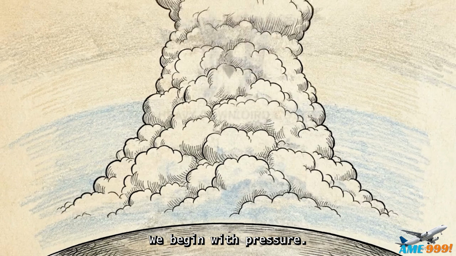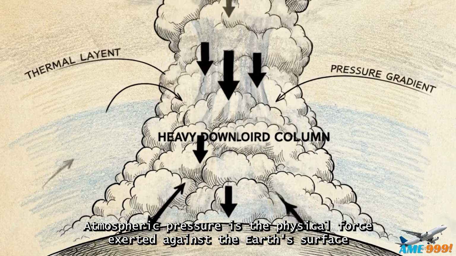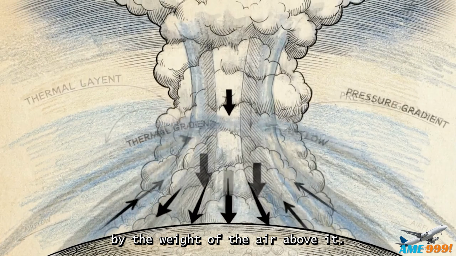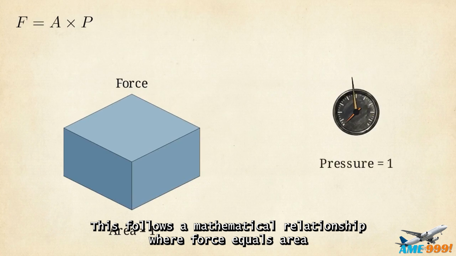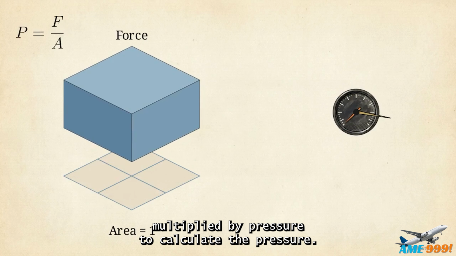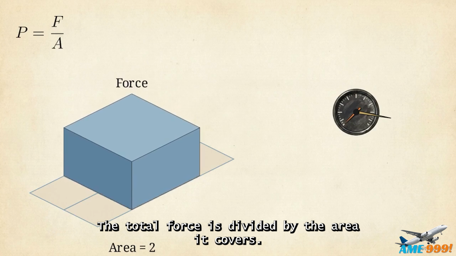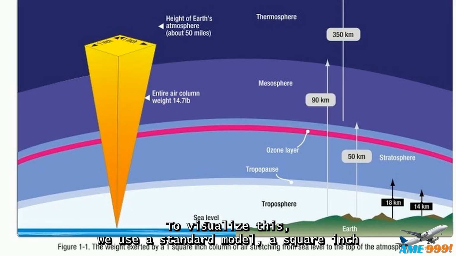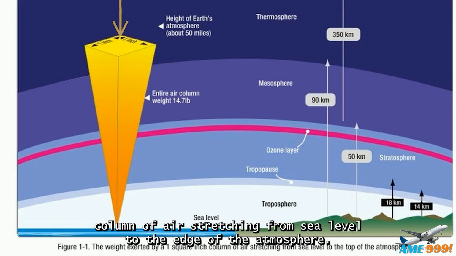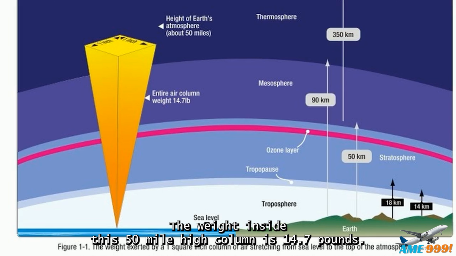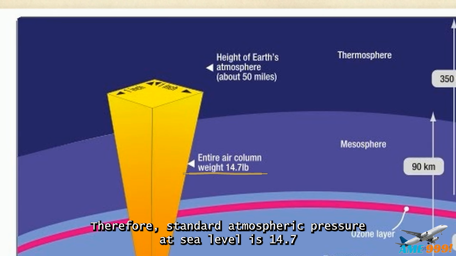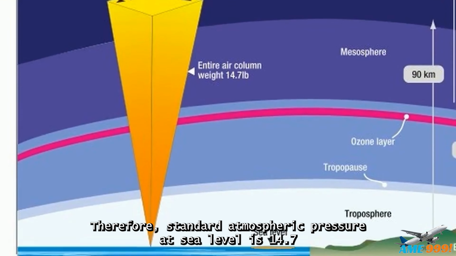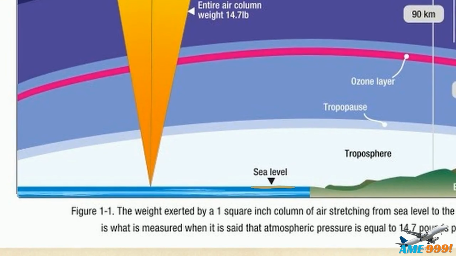We begin with pressure. Atmospheric pressure is the physical force exerted against the Earth's surface by the weight of the air above it. This follows a mathematical relationship where force equals area multiplied by pressure. To calculate the pressure, the total force is divided by the area it covers. To visualize this, we use a standard model, a square-inch column of air stretching from sea level to the edge of the atmosphere. The weight inside this 50-mile-high column is 14.7 pounds. Therefore, standard atmospheric pressure at sea level is 14.7 psi.